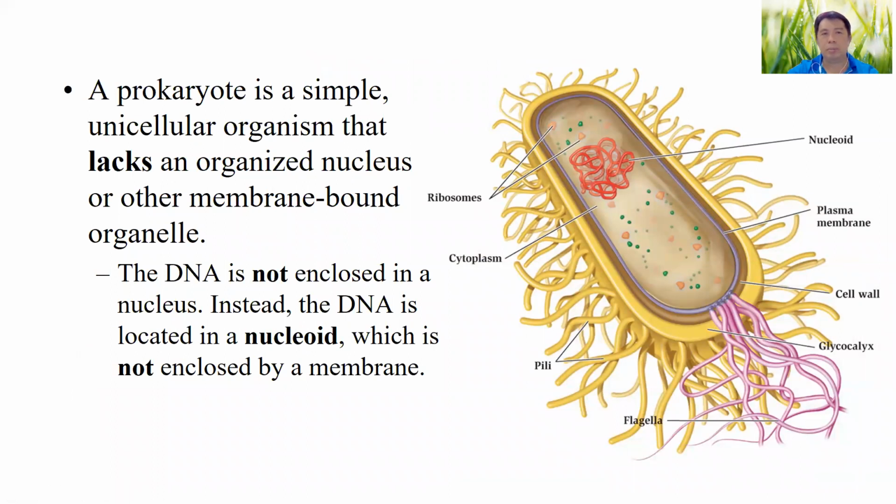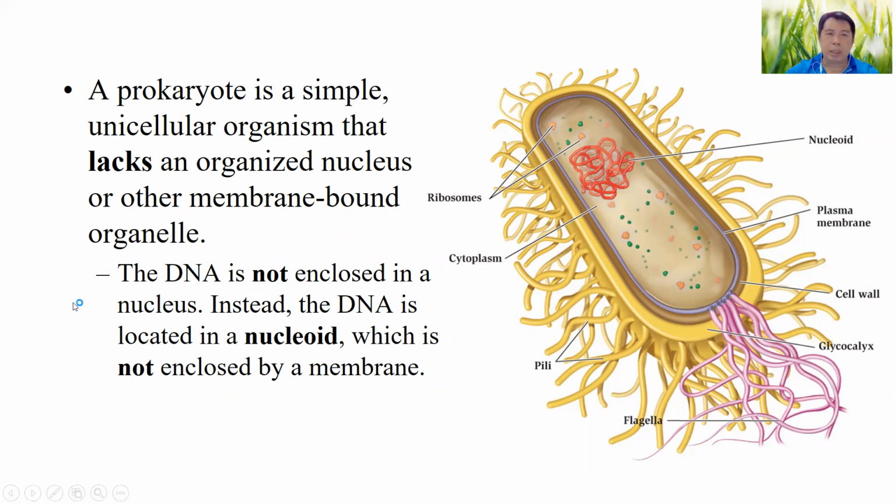A prokaryote is a simple unicellular organism that lacks an organized nucleus. As we know, prokaryotic cells lack a nucleus or other membrane-bound organelles. That means prokaryotes have no nucleus bounded by a membrane, and other membrane-bound organelles are also absent. For example, mitochondrion, chloroplast, lysosome, and so on.